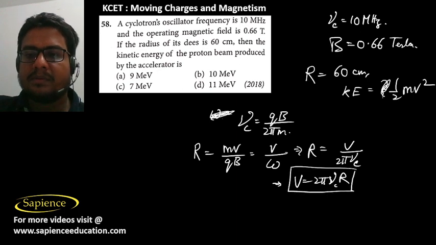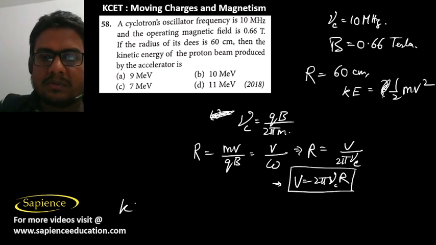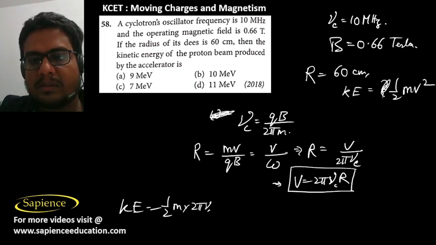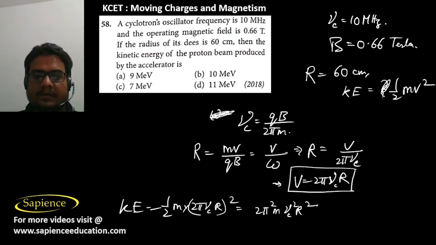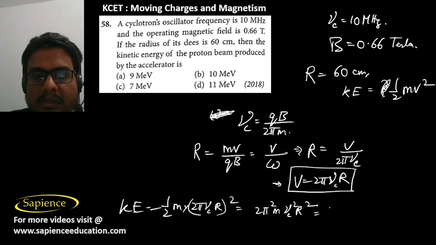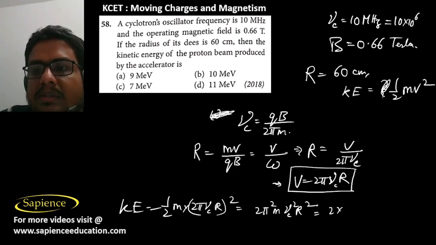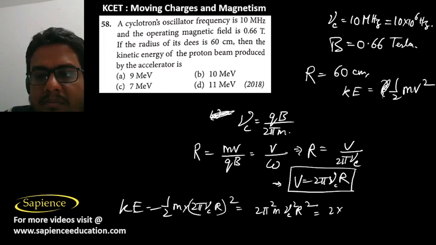So if we put it in the kinetic energy, in place of v here, this will be equal to half m into 2 pi nu c r whole square. So this will be 2 pi square m nu c square into r square. So the kinetic energy will be 2 into pi square, and nu c is 10 megahertz, which means 10 into 10 power 6 hertz. And B is this.